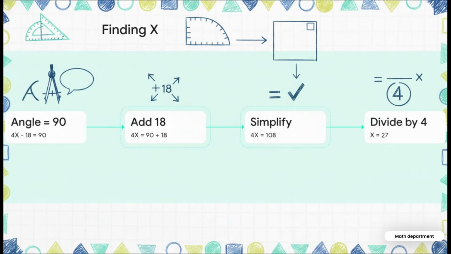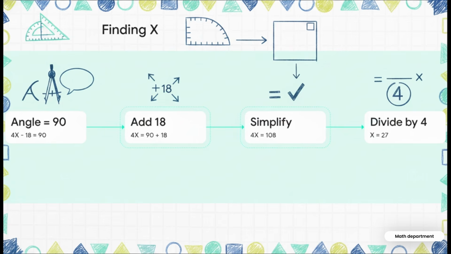This is a common exam question, so let's work through it step by step on our digital notebook. We're told the measure of angle A is 4x minus 18 degrees, and we need to find x. Watch closely as we write this out line by line. Since we just established that every angle in a rectangle is exactly 90 degrees, we know angle A must equal 90. Step 1, we write out the equation. 4x minus 18 equals 90.